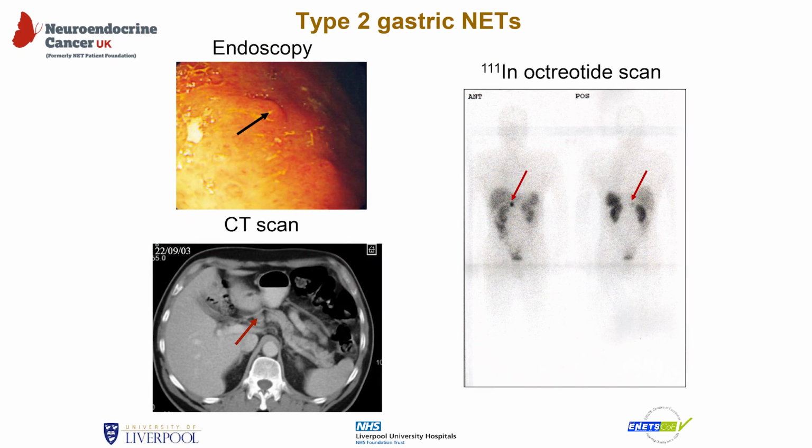Type 2 gastric neuroendocrine tumours, as I've mentioned, are quite rare, and even though I specialise in this field, I've only seen a few cases throughout my career. This is an example of a patient who I saw many years ago who did have some very small type 2 gastric neuroendocrine tumours. He had a CT scan, which showed a gastrinoma located in the duodenum, and this was also shown on the octreotide scan on the right.